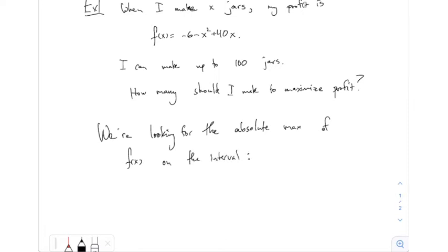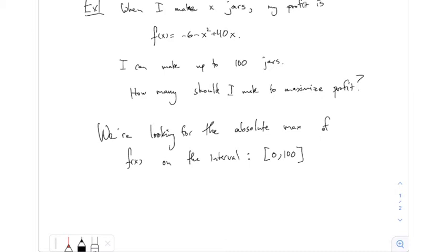Typically, you have to sort of read between the lines from the words to discern what the interval of allowable x values are. And in this problem, it's in these words here. I can make up to 100 jars. So the allowable values for x, in this case, are 0 to 100. We assume, I suppose I didn't say it exactly, but you could make any number from 0 up to 100. All right?